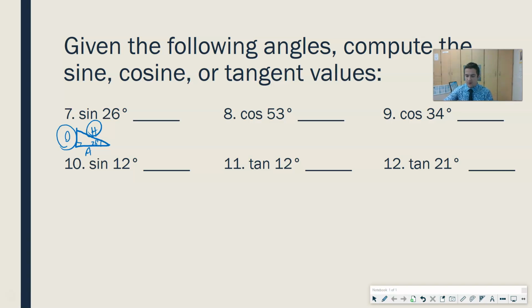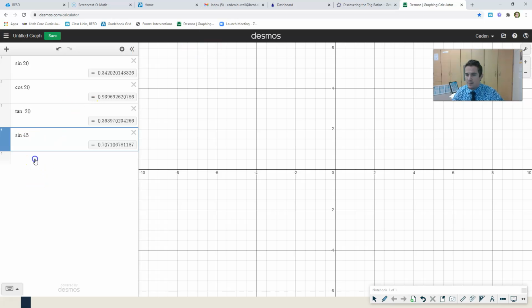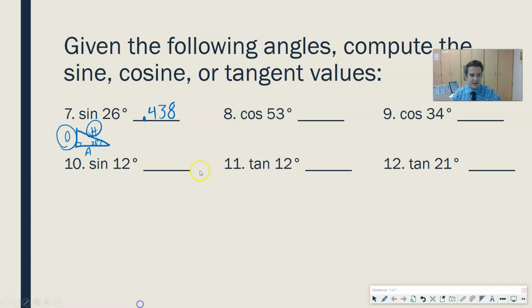has a 26 degree angle, if I type that in my calculator, you can see it backwards there. If I type in sine of 26 degrees, that's, say, 0.438. If I pull back up Desmos and I type in sine of 26 degrees, it gives me 0.438. If I type in a cosine of 53 degrees, I get 0.602. So any right triangle with a 53 degree angle, the adjacent divided by the hypotenuse sides would reduce to about 0.602.